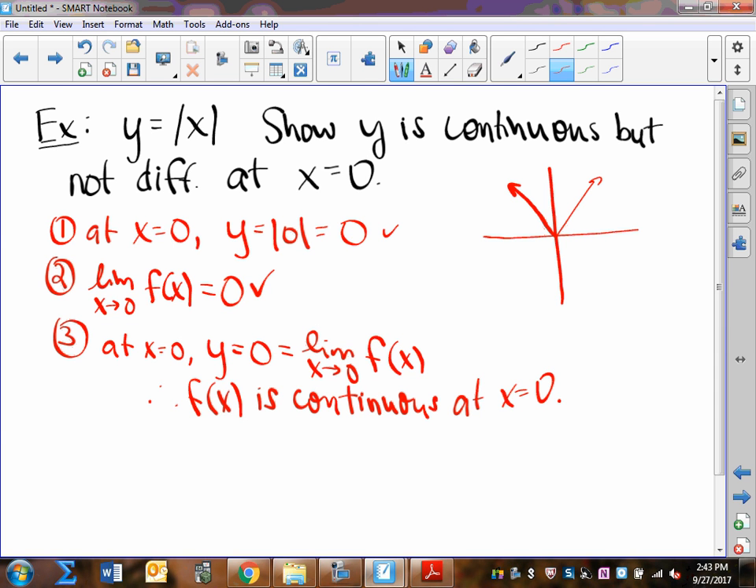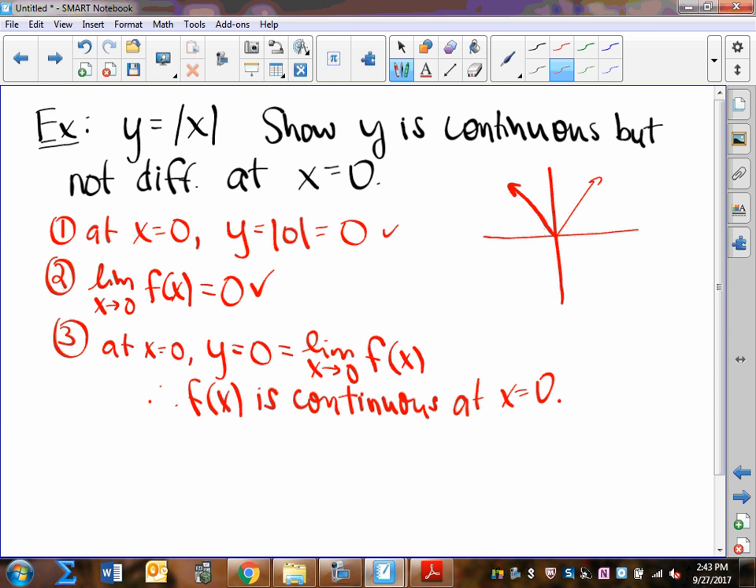Alright. Are we good that the function's continuous at x equal to 0? Yeah. Okay. But now we've got to show that it's not differentiable. Now, we can think of our slope from our graph, right? That's pretty easy to do. It's not always so nice and easy, though. It could be some type of crazier function.